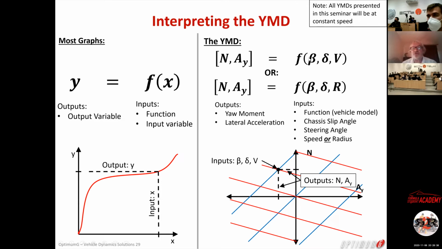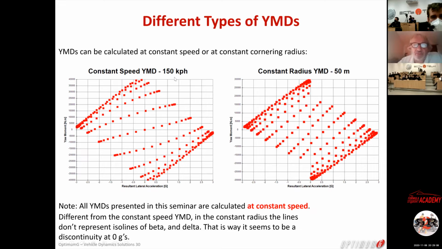So you have 2 solutions. Either you are going to have the yaw moment and the lateral acceleration, which are going to be a function at a given speed of the beta and the delta, or you can have on a given radius what is going to be the beta and the delta. For a given beta and delta, what are going to be the yaw moment and the lateral acceleration? Okay, so this is an example where you are at 150 kilometers an hour.